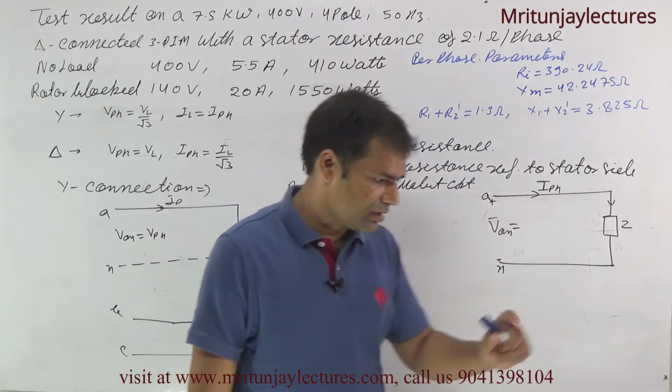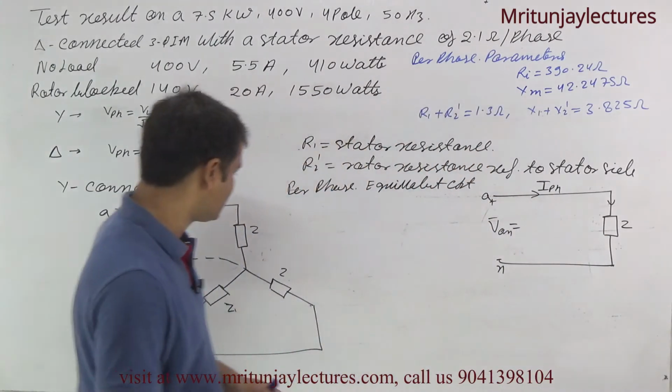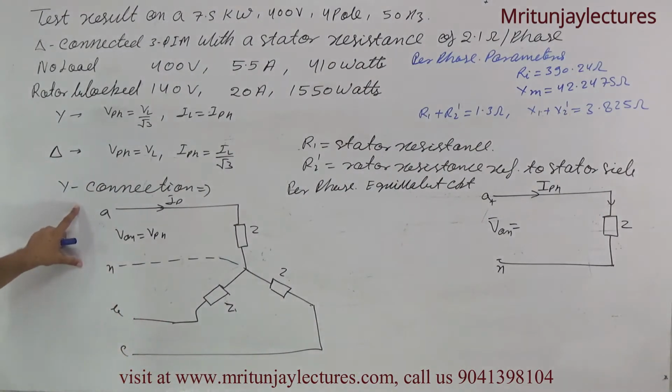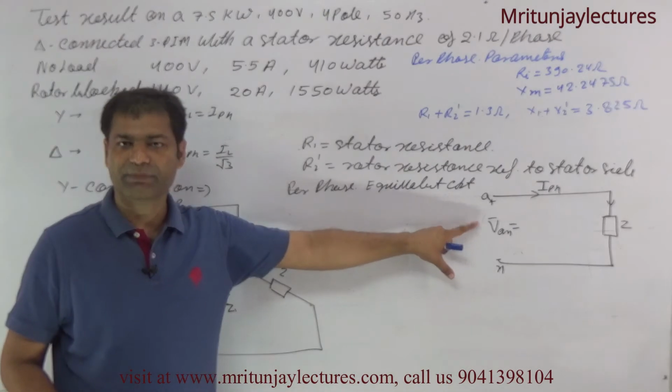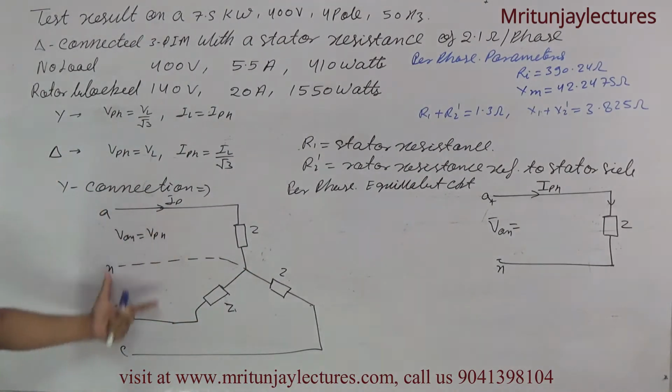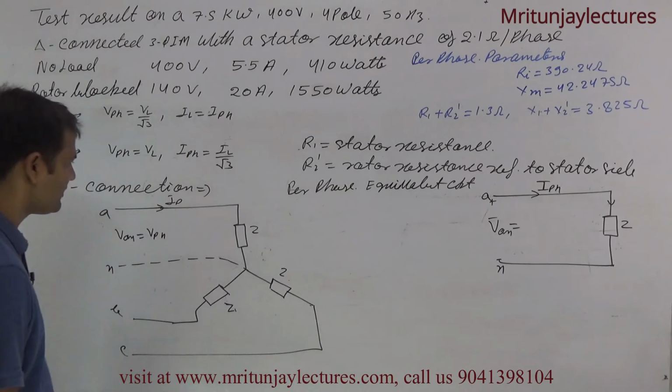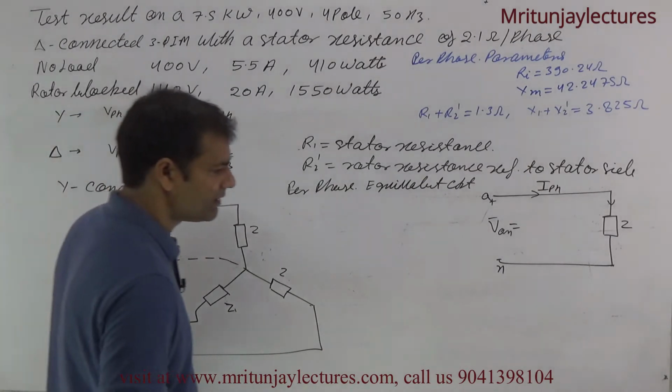Clear? Now in case of delta, clear how to make it with the help of star. This is the per phase equivalent circuit, and this one is star connection. Clear? Now another way we have considered in case of delta.